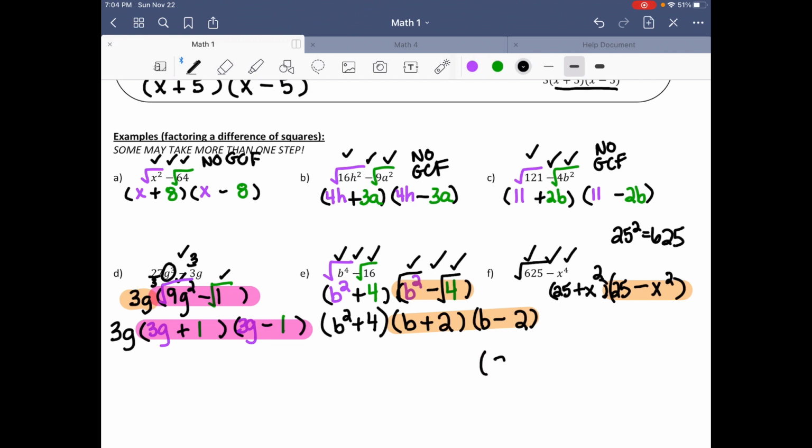So I'm actually going to write it down here. I still have 25 plus x squared, but I'm going to break that down into 2 more parentheses. Okay, so I have a plus and a minus. The square root of 25 is going to be 5 and 5. The square root of x squared is going to be x and x. So in breaking that down, I've now created 3 parentheses, or 3 factors, of that problem.